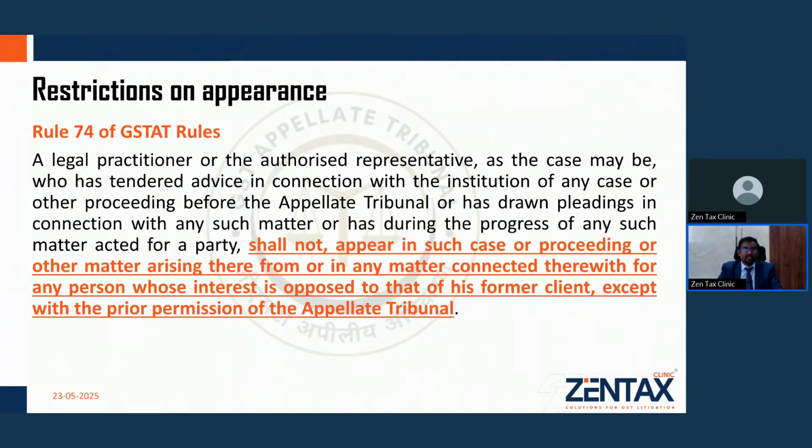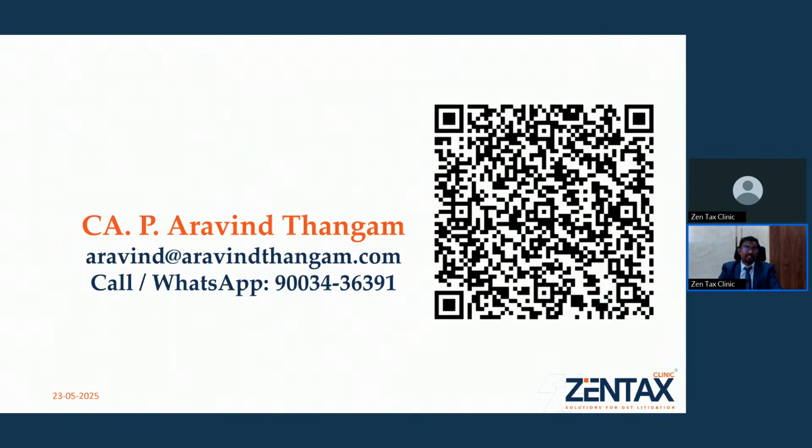It is very clearly stated that if it is opposing the interest of the first client, then you cannot appear for the second client. So that is also part of the GST 80 rules itself. So these are some of the very practical and important aspects that one needs to consider when we are going to file an appeal before the GST Appellate Tribunal rules.